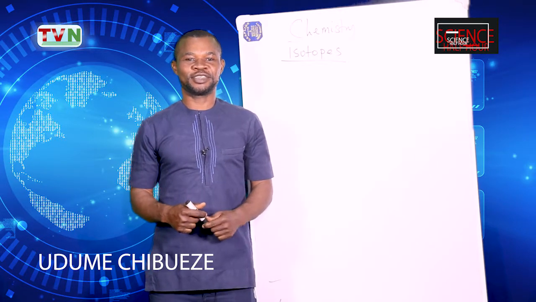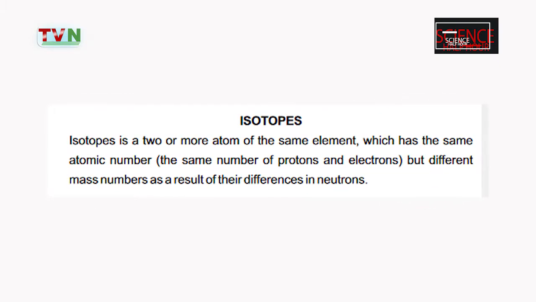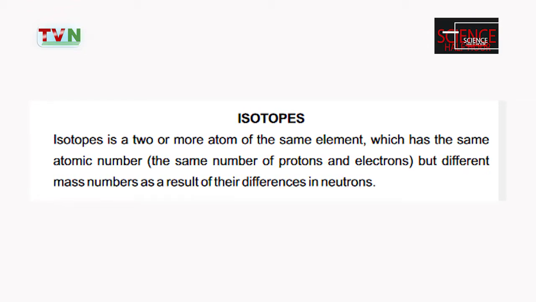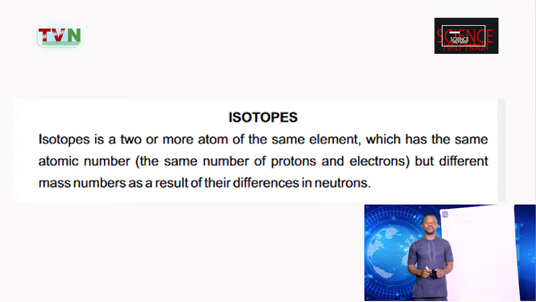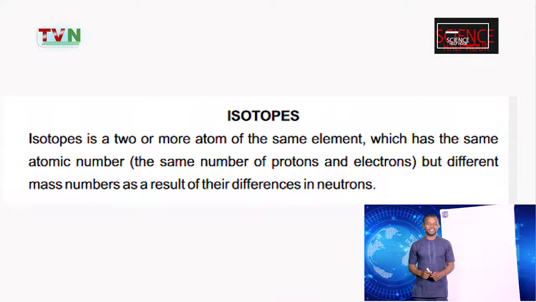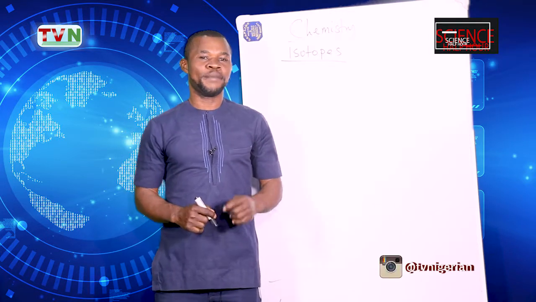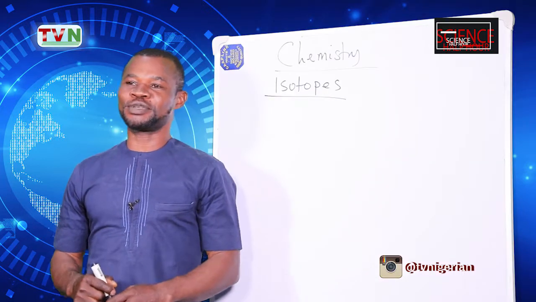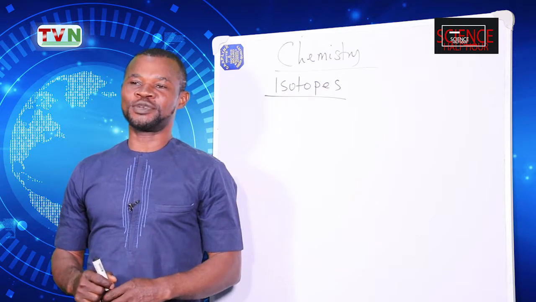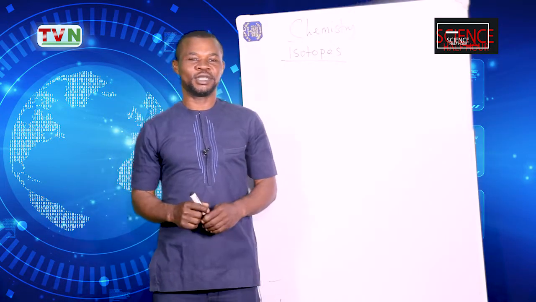Today's subject is chemistry, and the topic of today is isotopes. Isotopes are two or more atoms of the same element, which have the same atomic number but different mass numbers as a result of their differences in neutrons. Many students find it difficult to solve a problem based on isotopes because they don't know the right steps and process to take. Today you'll learn the way to solve these problems and how you can know different isotopes of the same element.